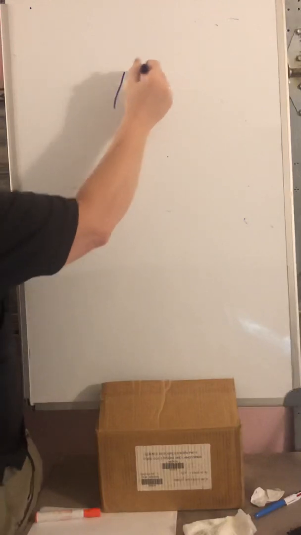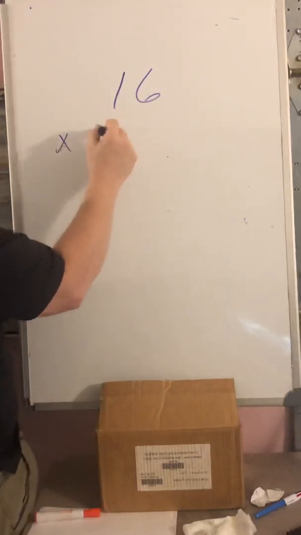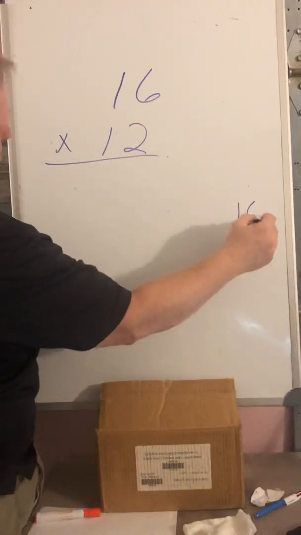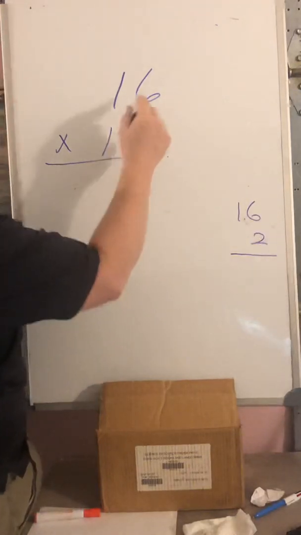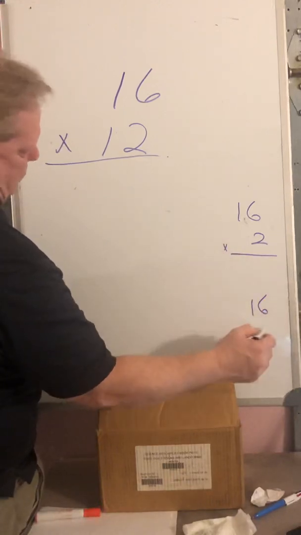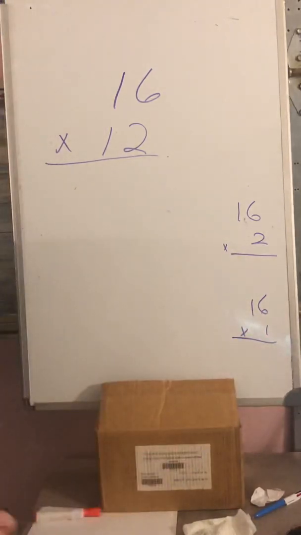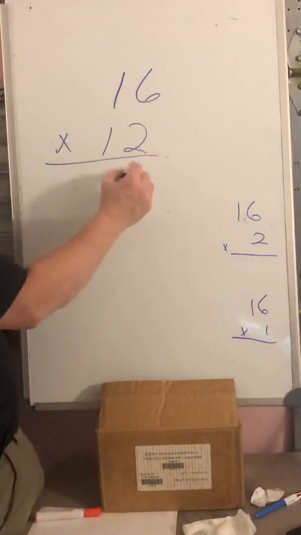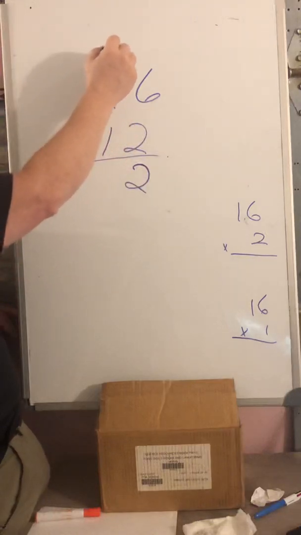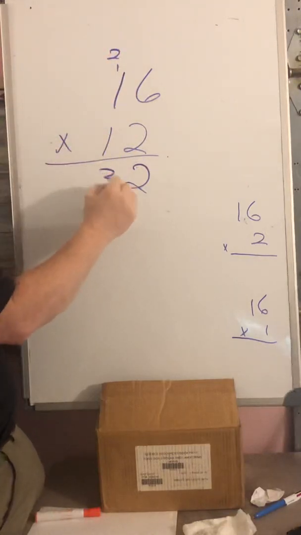Our next number is going to be 16 times 12. Now you can go 16 times 2, and then 16 times 1. And if you like separating them out like that, it works fine. 2 times 6 is 12, carry the 1. 2 times 1 is 2, plus that 1 is 3.